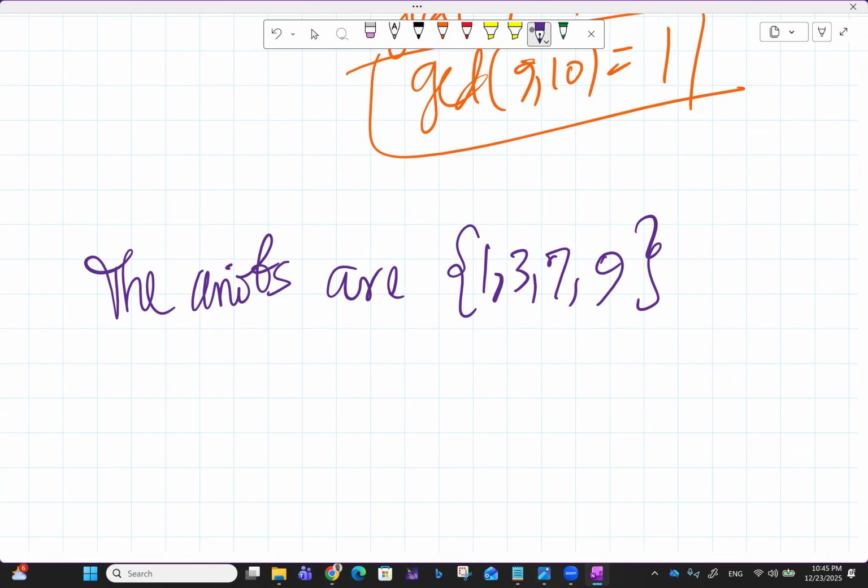So now this can work for Zn star. This is the only set that can work for that.